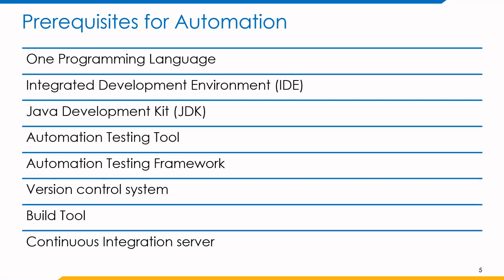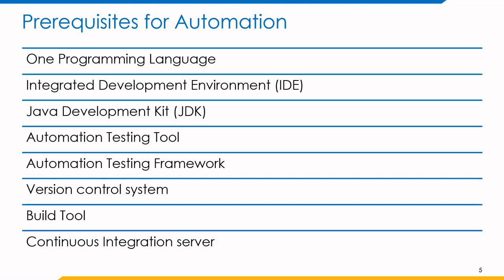Prerequisites. There are a few prerequisites for automation testing. First one is a programming language. Selenium supports 14 different programming languages, for example Java, Python, Ruby, JavaScript, R. We can choose any one, but I have chosen Java. Integrated development environment: we can install any IDE such as Eclipse, IntelliJ IDEA or Visual Studio Code to write and manage our Selenium scripts. I have used Eclipse.